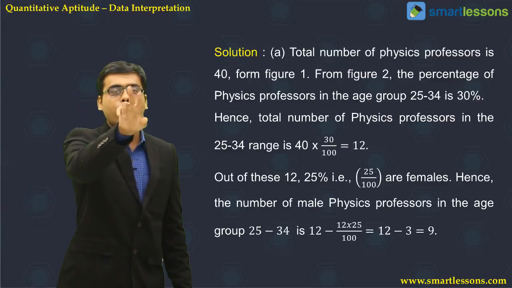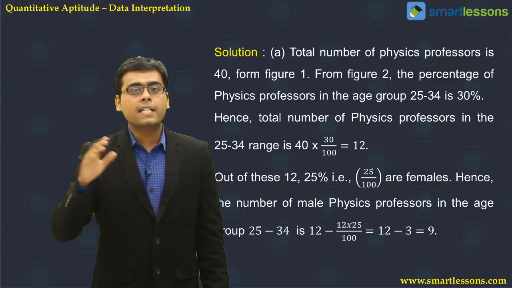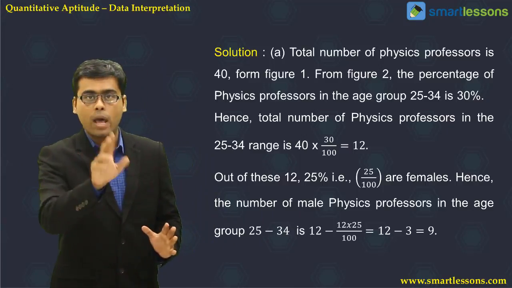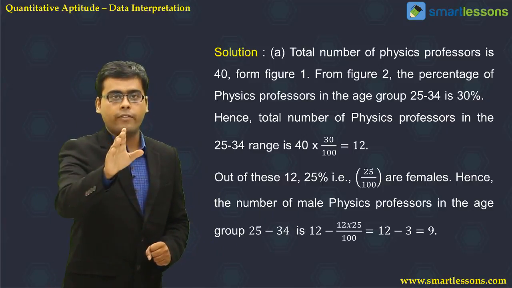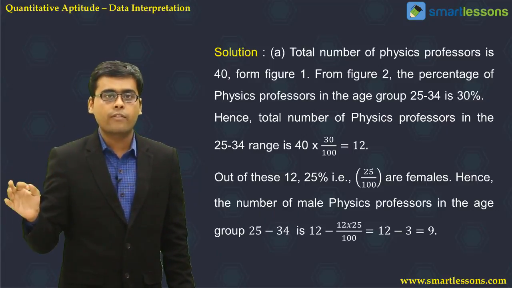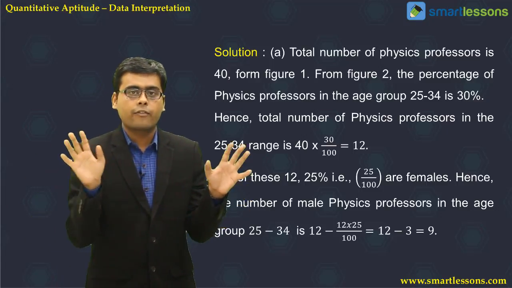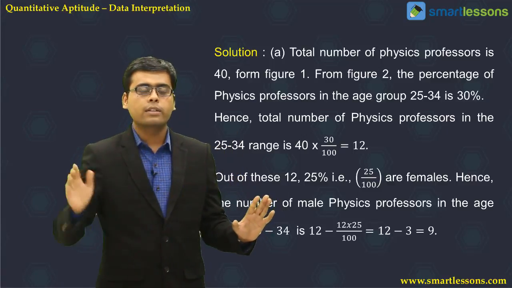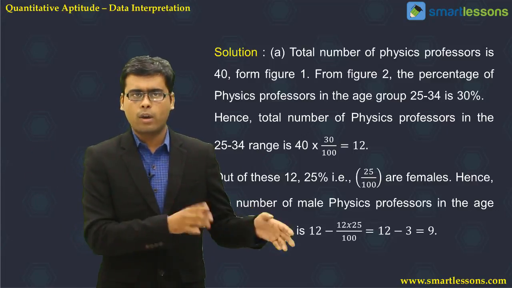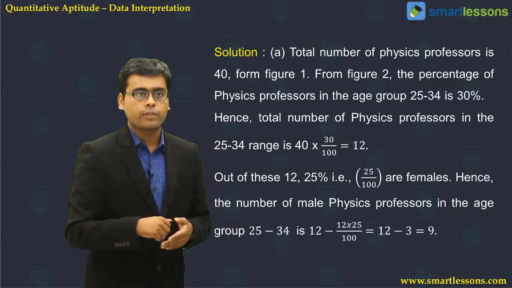Now in this age group 25 to 34, how many physics professors are there? That is 30% of 40, the total number of physics professors. So 30% of 40 is 12. Out of this 12, 25% are female professors. So 25% of 12 is 3. If 3 physics professors are female in the age group 25 to 34, the number of male physics professors in the same age group must be 12 minus 3, and that is 9. So this is the way you have to solve.